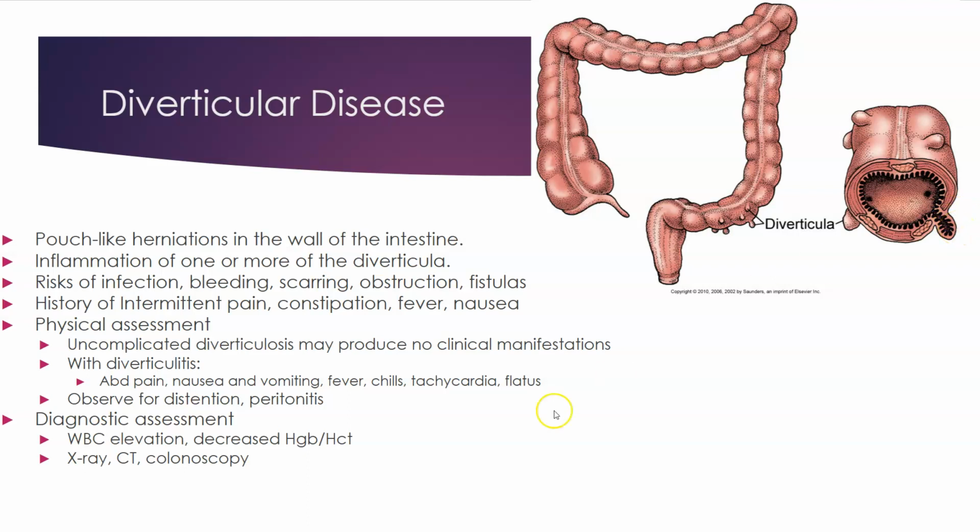But other signs and symptoms: nausea, vomiting, fever, chills, tachycardia, gas, and then watch for that bowel obstruction, peritonitis and abdominal distension related to that. Diagnostic-wise, looking for WBC elevation, decreased H&H from bleeding, and then we can check this on some more radiological findings.